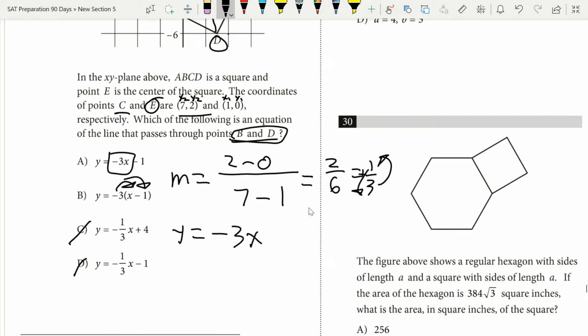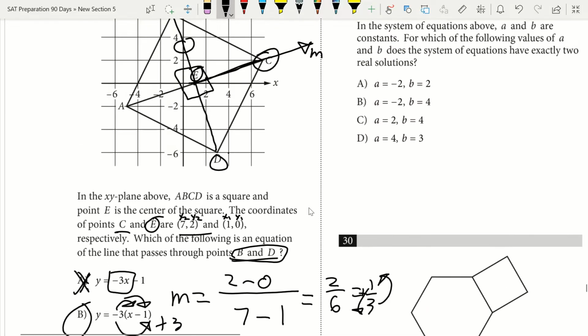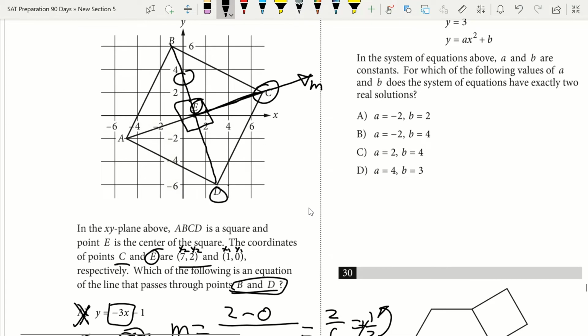We go down and find an answer with 3. We see that -3 times -1 is going to give us positive 3. So the answer there is going to be B, not A. So B is our correct answer there. That's question 28. All right, now we've got question 29.